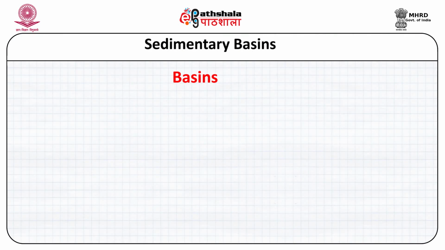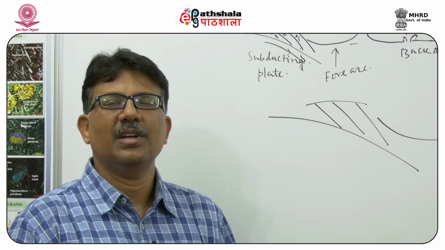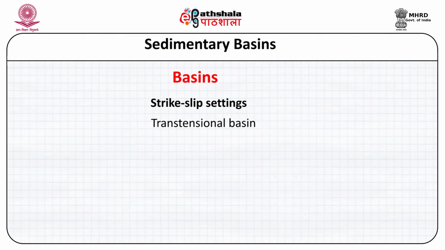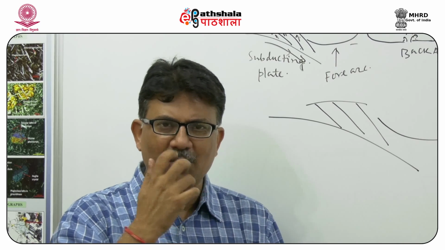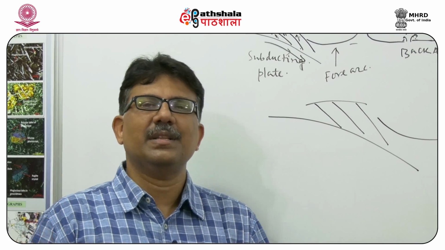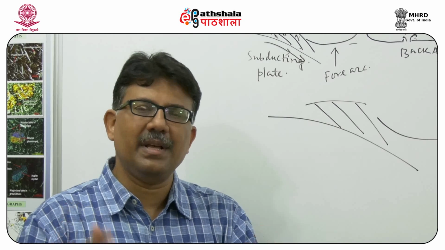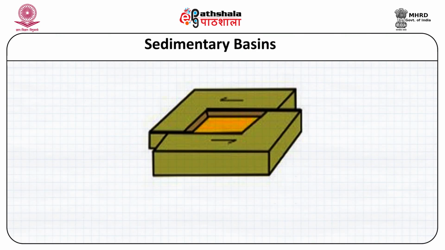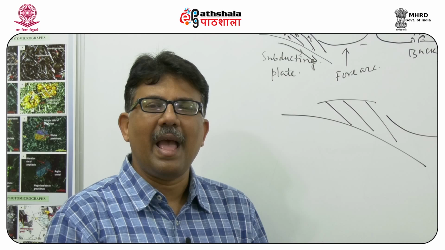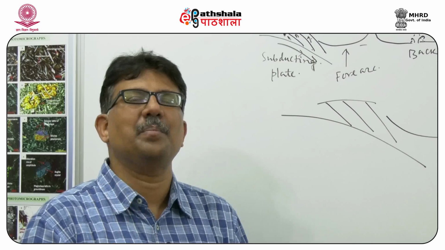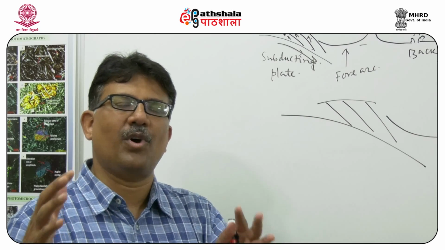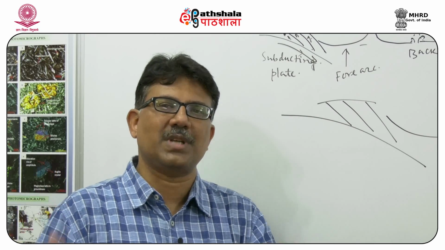Now we come to the strike slip setting. In the strike slip setting, there are three different kinds of basins: the transtensional basin, the transpressional basin, and the transrotational basin. The transtensional basin is a fault bounded basin. It subsides very easily, there is large scale subsidence, the geothermal gradient is high, and there is an extensional margin on the two sides.